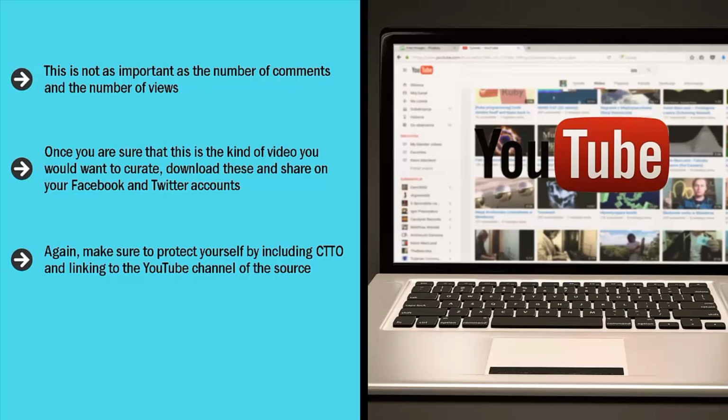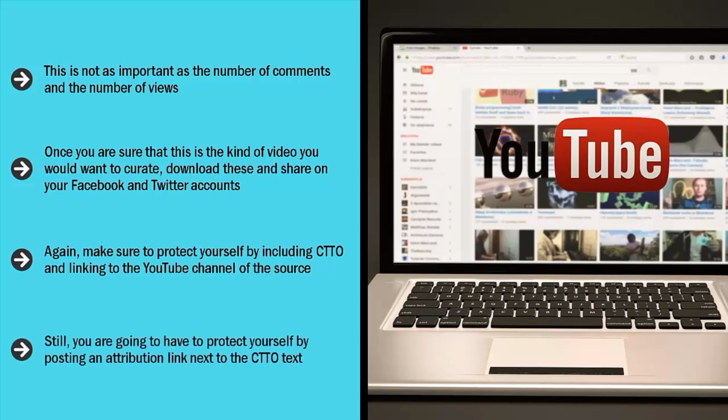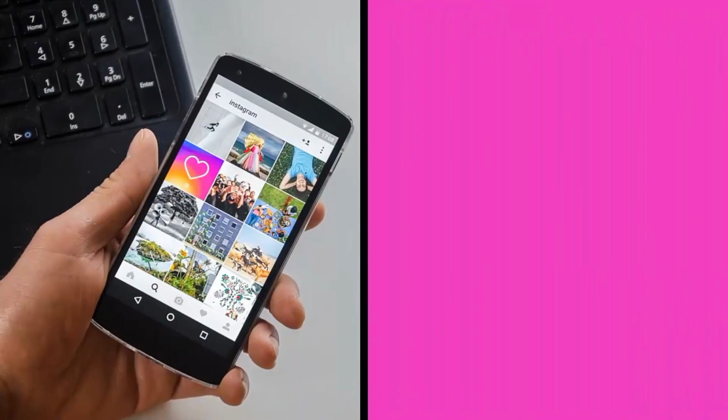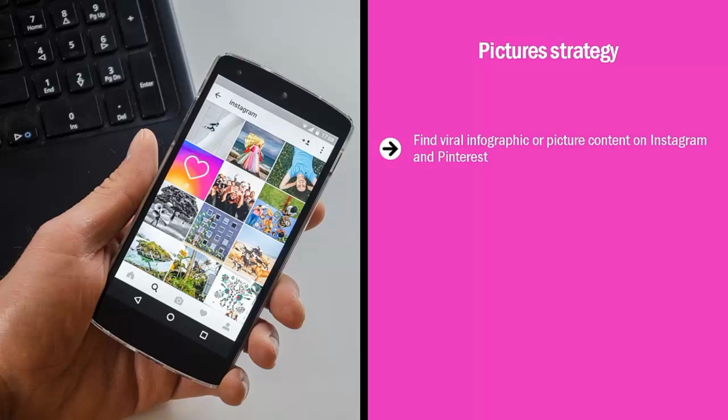Similarly, you can download Facebook and Twitter video content and share on your YouTube channel. You're basically just doing things in reverse. Still, you're going to have to protect yourself by posting an attribution link next to the CTTO text. Picture strategy. Find viral infographic or picture content on Instagram and Pinterest. Share these on Facebook and Twitter with proper attribution.